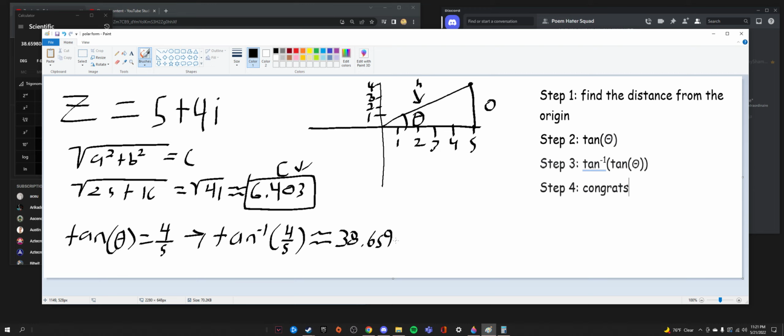So now that we have both the angle and the distance from the origin given by the length of the hypotenuse, we have a new way to define our complex number. Rather than in rectangular form where it's given as 5 plus 4i, we can now define our complex number as a set of directions. We get 6.403, which is our distance from the origin, and that's one part of the instruction set. The other part is the angle it makes with the real axis.